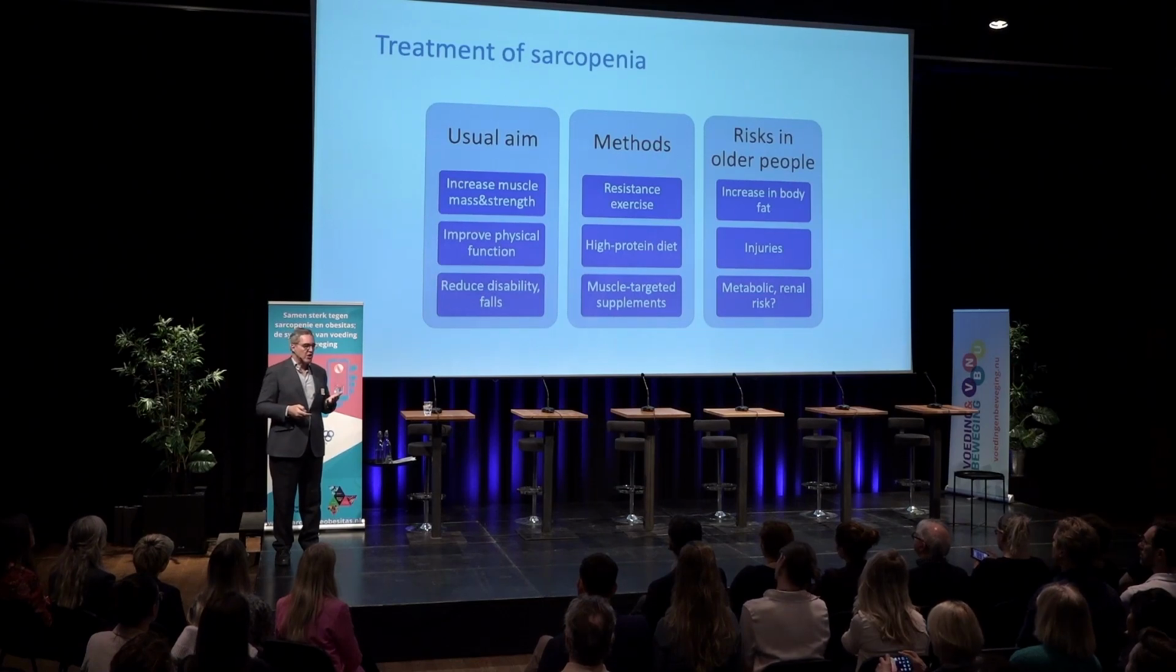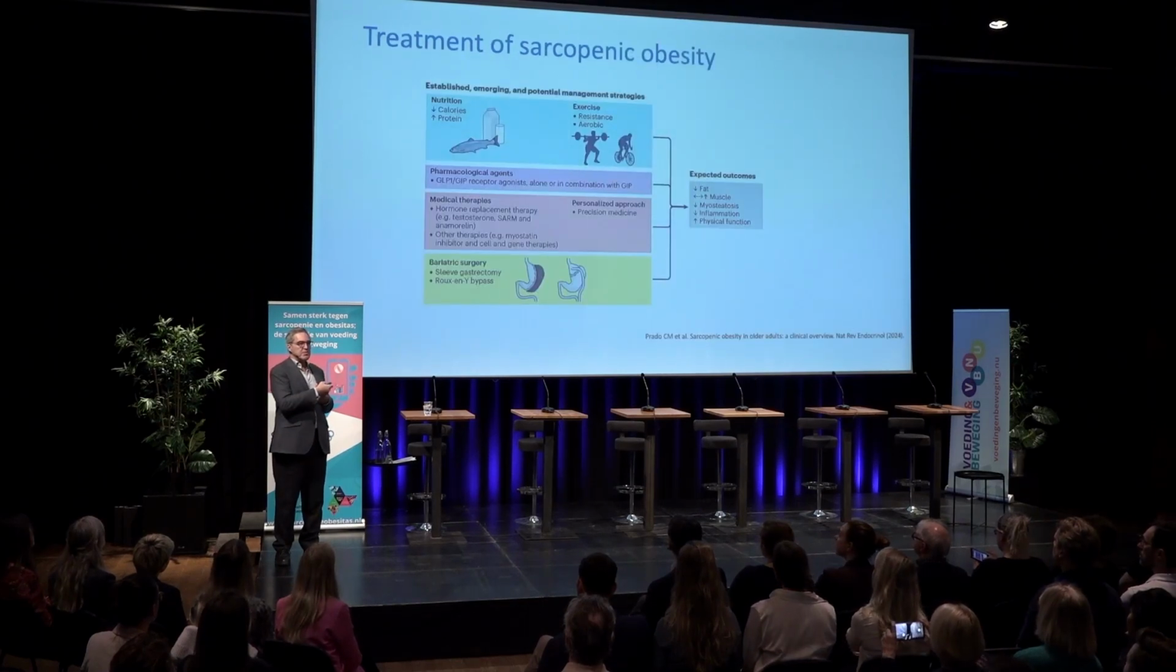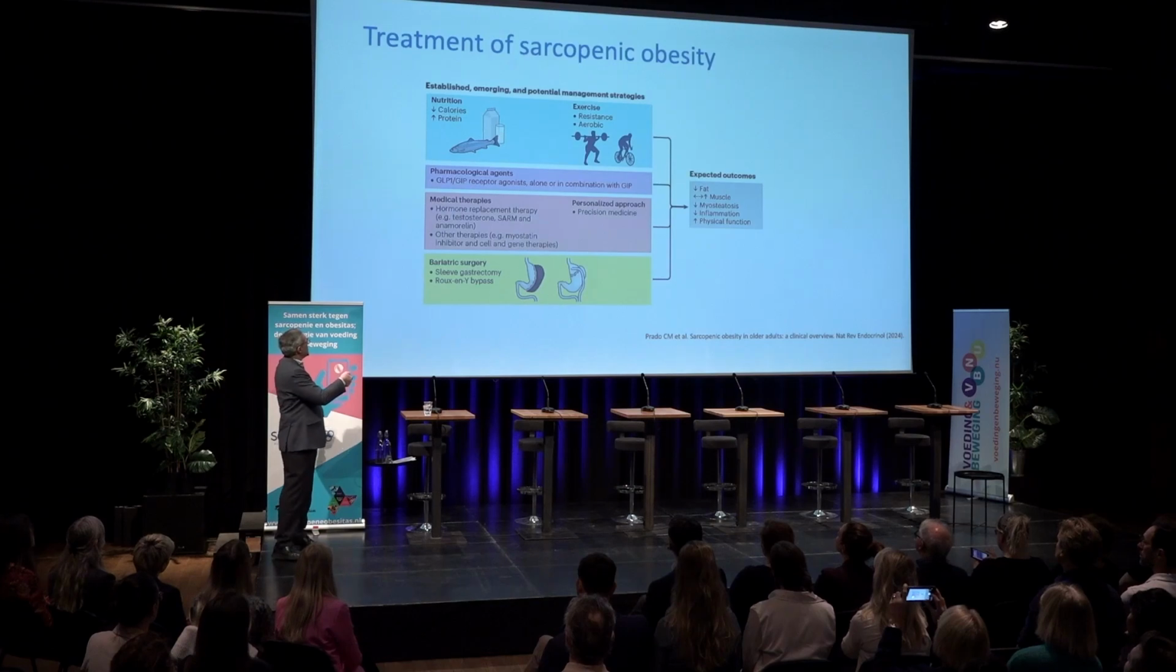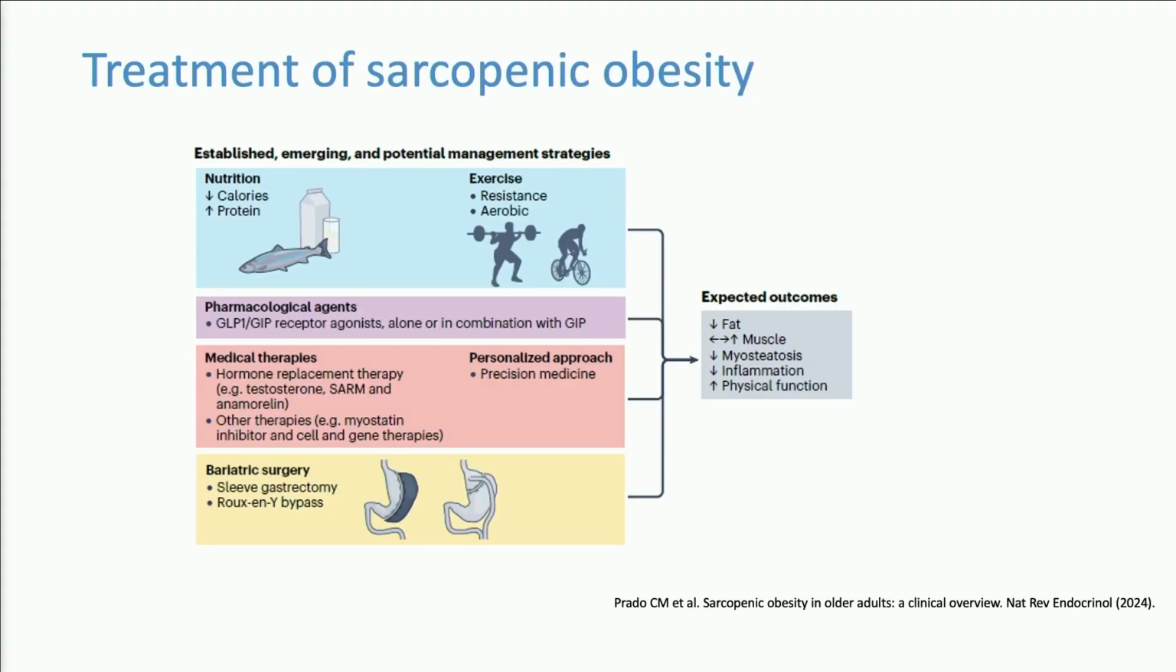So treatments are complex, and as shown by Peter before, you need to go to the appropriate nutrition, which includes reduced calories but also increased protein, and the appropriate exercise, and both together. Of course, there are other options, pharmacological, other medical therapies. These are not used in older people. We don't know if they're safe in older people.